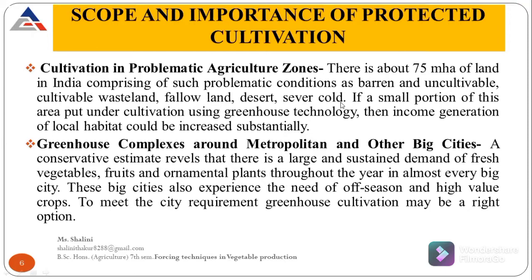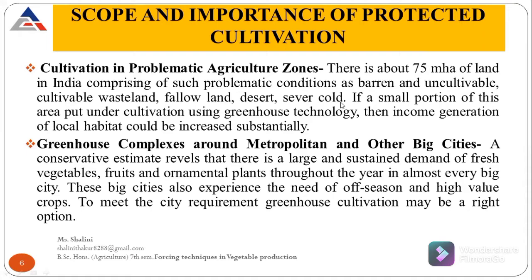So next is the scope and importance of protected cultivation. The first point is cultivation in problematic agriculture zones. We have near about 75 million hectares of land in India which come under problematic soils, with conditions like being barren, uncultivable, wasteland, fallow land, grazing land, or desert.